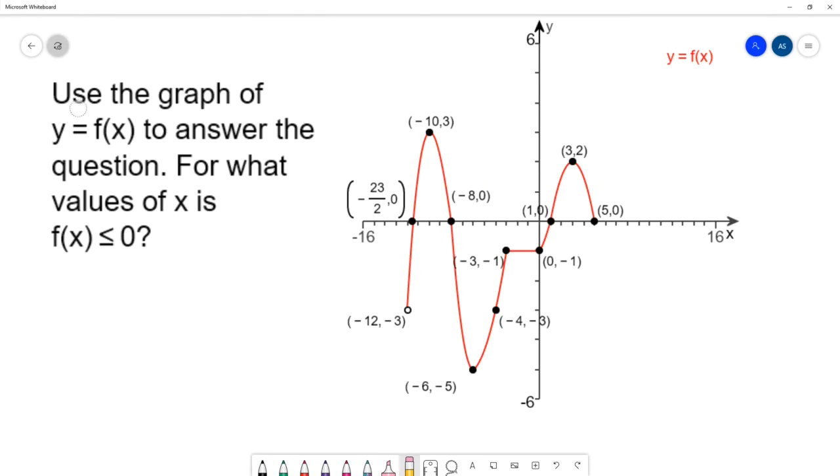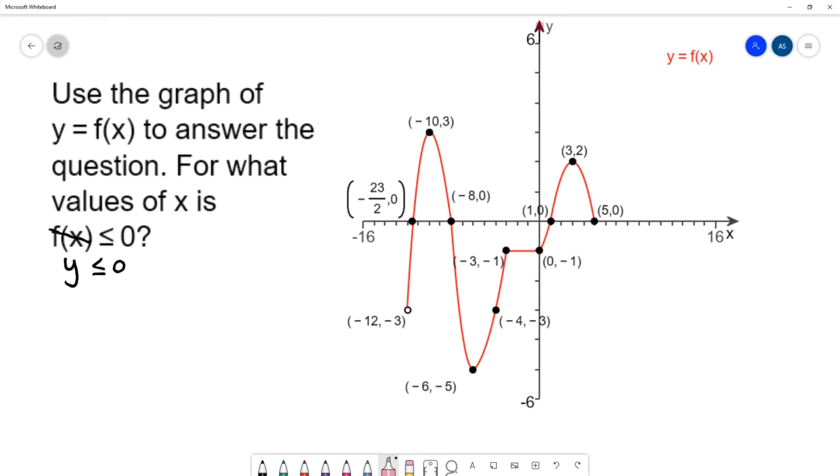In this example, we want to use the graph to answer the question, for what values of x is f of x less than or equal to 0? So we want to remember what this notation means, f of x. f of x is the same thing as y. So this question is really saying, for what values of x is y less than or equal to 0?